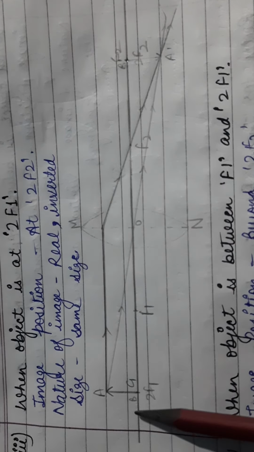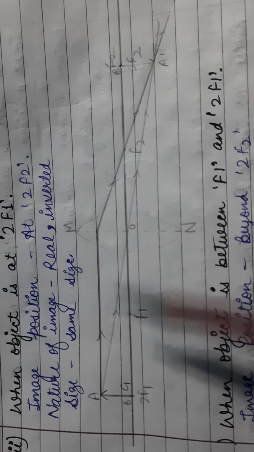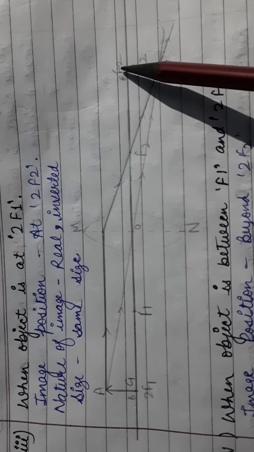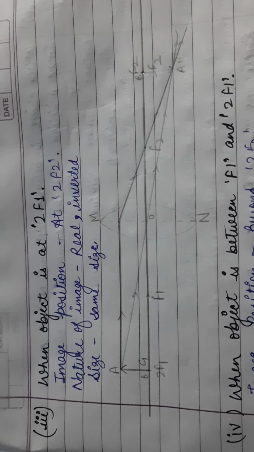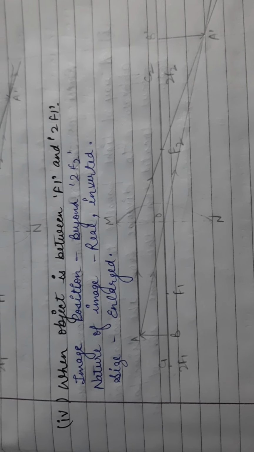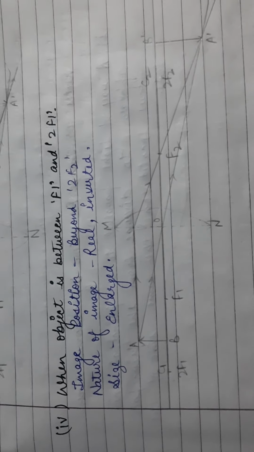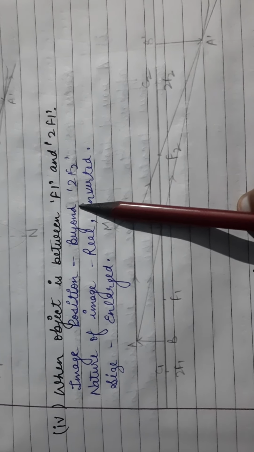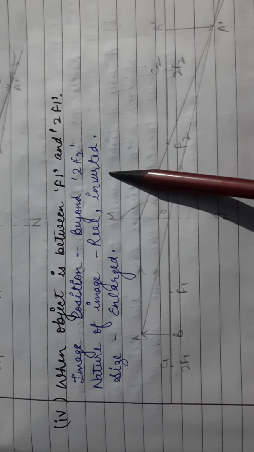Here the size is almost the same. So this is AB, the object, and this is A dash B dash, that is the image. The nature of the image will be real and inverted. Here is the fourth case, when the object is between F1 and 2F1. The image position will be beyond 2F2. Nature of the image will be real and inverted.